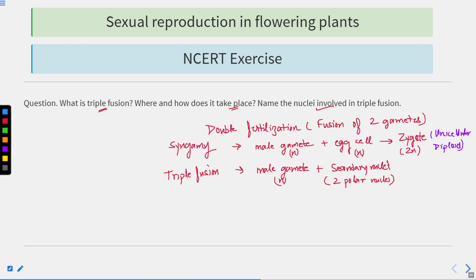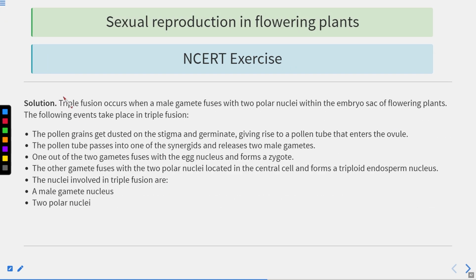Okay, so this will be diploid. The secondary nucleus will be diploid. Now, this results in the formation of a triploid nucleus known as the primary endosperm nucleus. So this will be triploid. Clear? So this is known as triple fusion, and this is known as double fertilization because fertilization is happening two times. Now let's have a look at the answer here in detail.